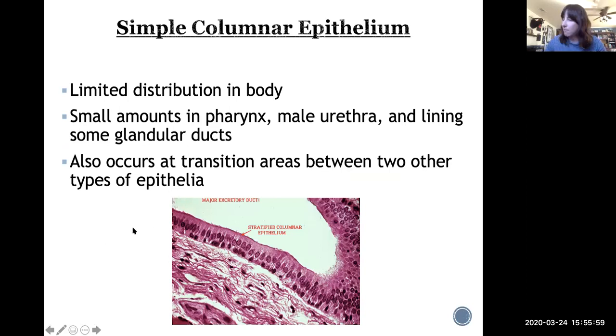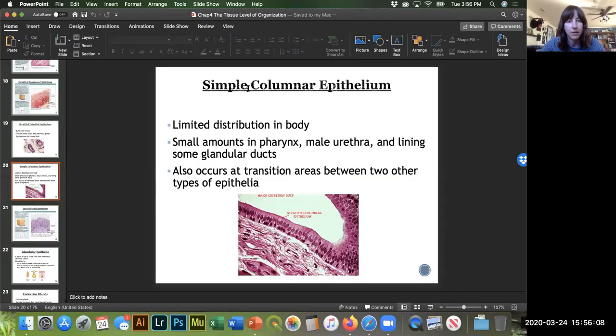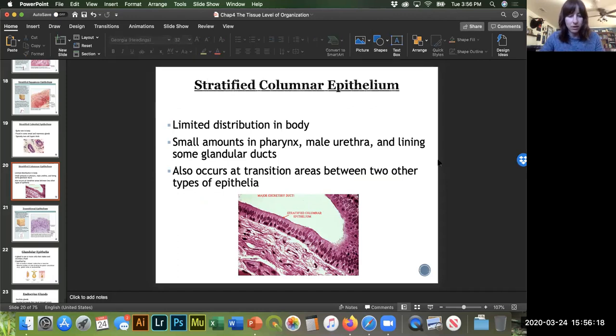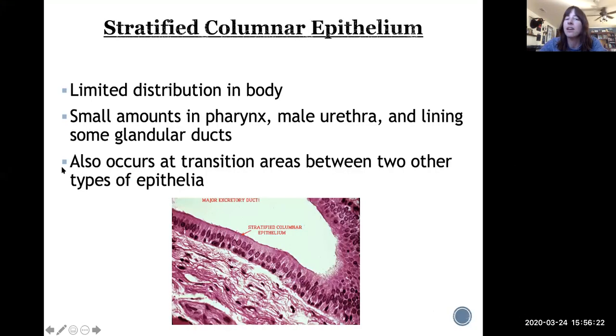this is not what I meant when I said that. I think this is supposed to be stratified columnar. Sorry, guys. Stratified, okay. My bad. Stratified columnar epithelium, not simple. Hence the multiple layers of nuclei visible here, okay?